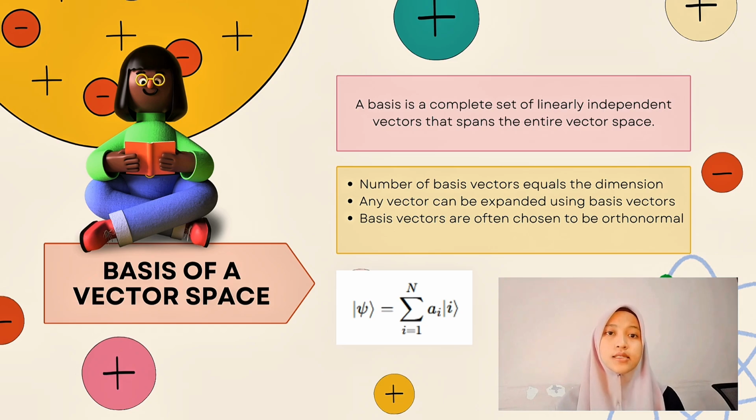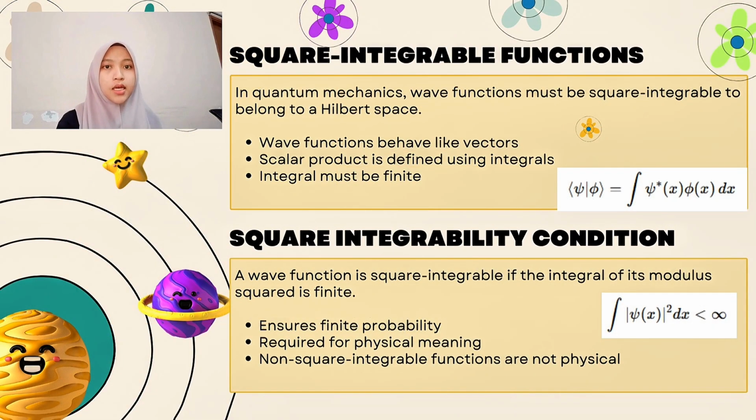A basis is a set of linearly independent vectors that spans the entire vector space. This equation is read as psi ket equals the sum from i equals 1 to n of a_i times ket i. This means any vector in the space can be written as a linear combination of basis vectors. Next, for square integrable functions in quantum mechanics, wave functions act as vectors in a Hilbert space because they behave like vectors.